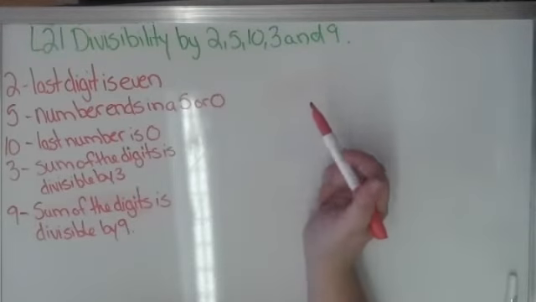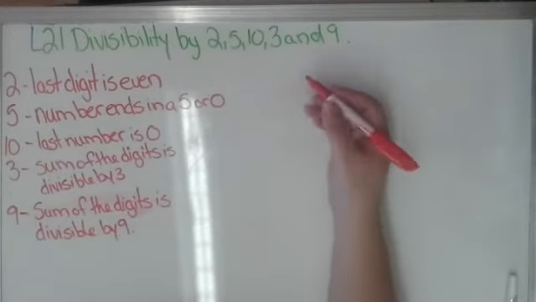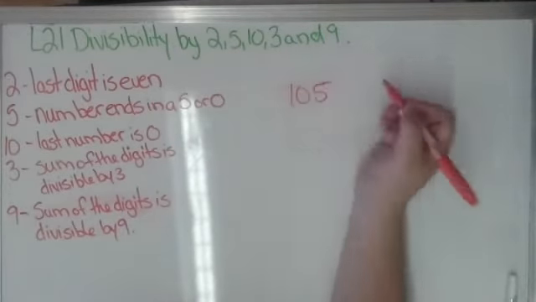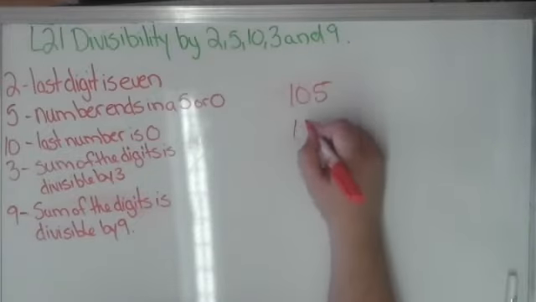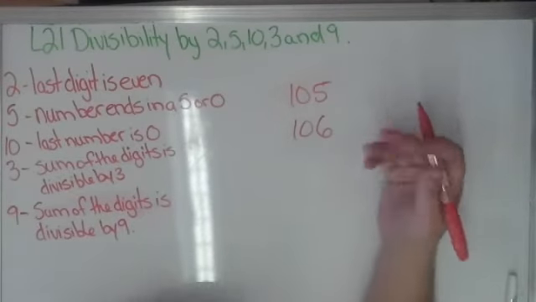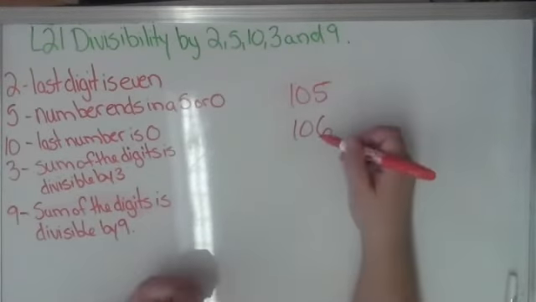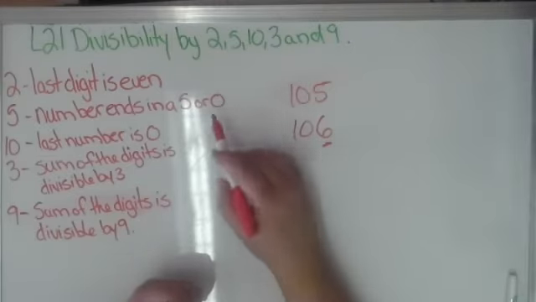For 5, numbers end in a 5 or 0. So for example, 105 is divisible by 5. 106 is not divisible by 5 because the end number is not either a 0 or a 5.